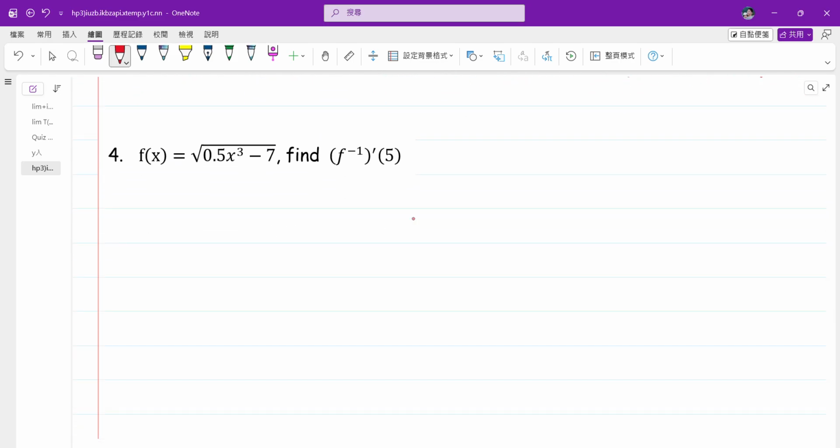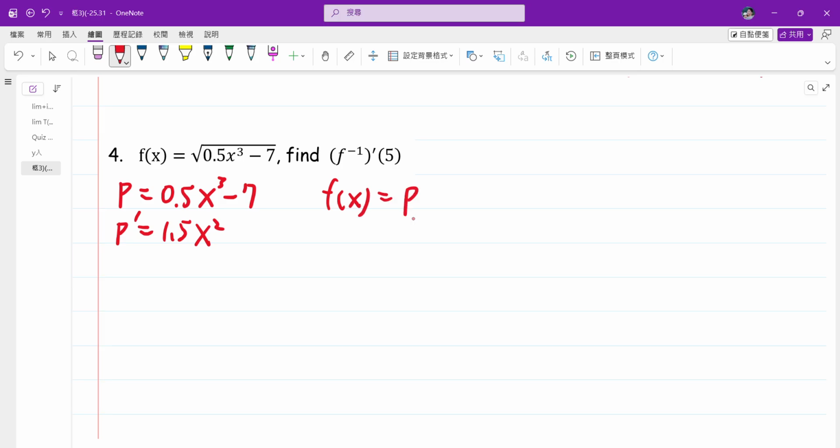Question 4. I want to do the same thing. I will set p equals 0.5 x cubed minus 7. So our p prime would be 3 times 0.5, which is 1.5, and then x squared, the constant is gone, right? And then f of x is p to the power of a half. So f prime of x equals a half p raised to negative a half, and by the chain rule, you have to multiply by p prime.